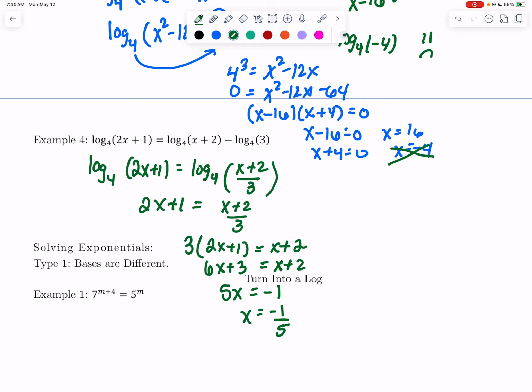Now, even though we have a negative answer here, you are going to be fine, because if I were to plug in, let's say negative 1/5 here and negative 1/5 here, we're going to see that this argument is going to be positive, and this argument is going to be positive. Because my arguments are positive and not negative, we're good. Even though we have a negative answer, that's fine.